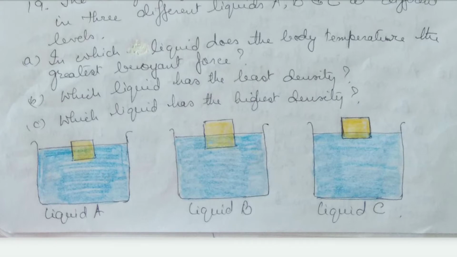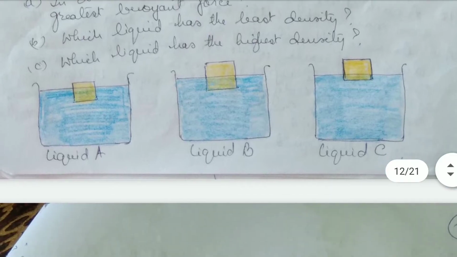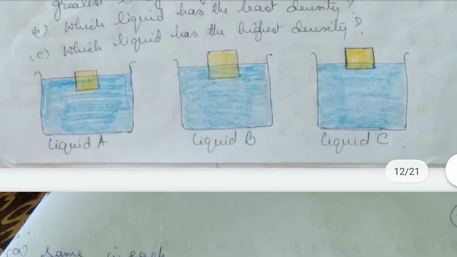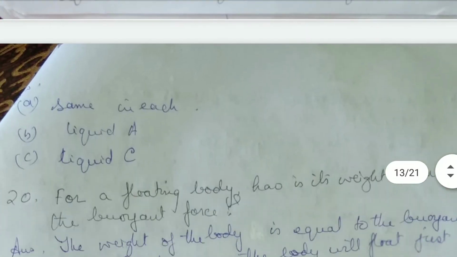Now, which liquid has the least density? Liquid A has the least density, because 3/4 of the body is sinking inside liquid A. And the highest density is liquid C, in which 1/4 of the body part is immersed inside the liquid and the rest is floating. So this is the case.